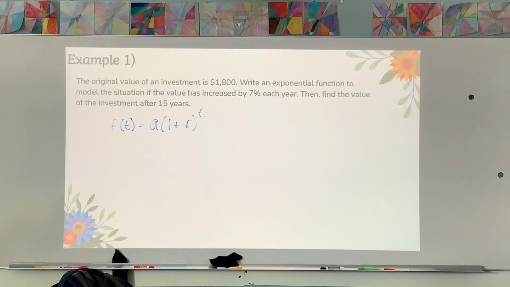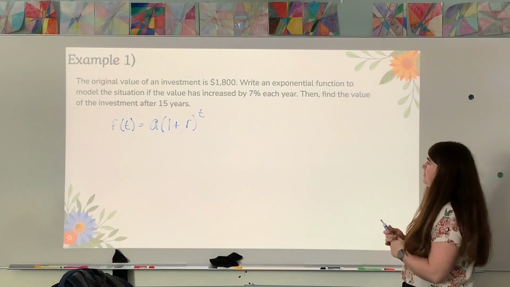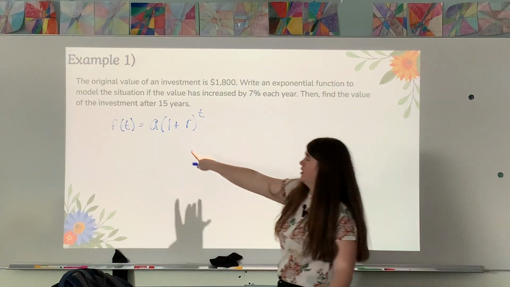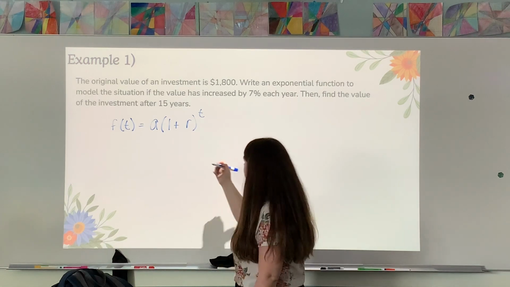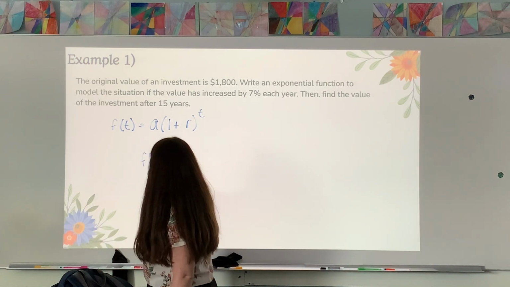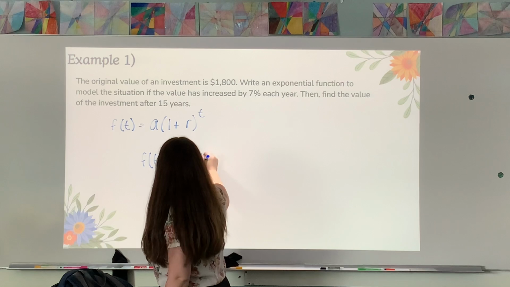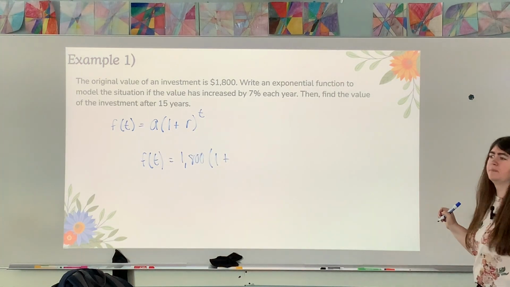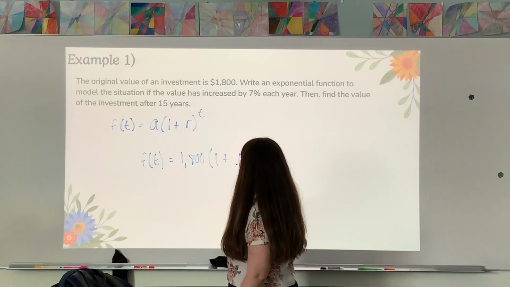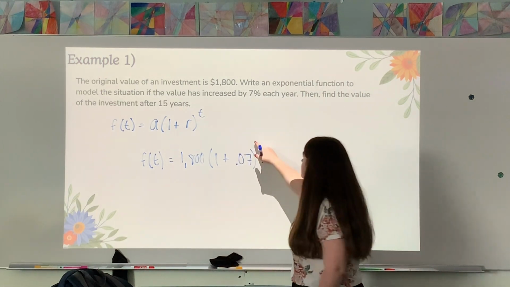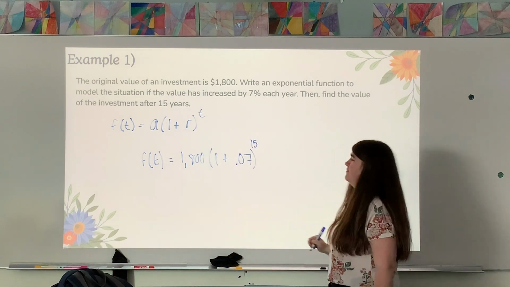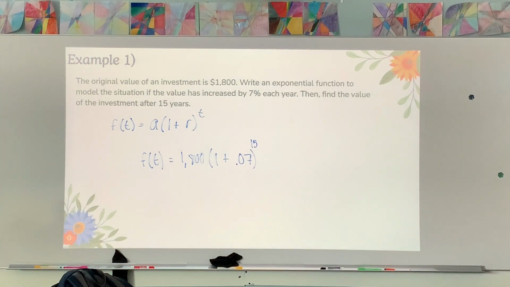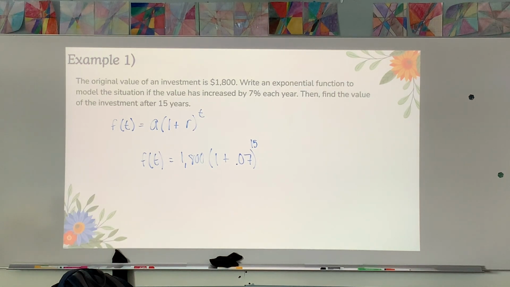Now we need to plug in our values. So we have f of t is equal to, what is the initial amount? 1,800. So we have f of t is equal to 1,800 times 1 plus, what is our rate? 7%, which is 0.07, to the power of 15, because we have 15 years. That is our format. Now we're going to find that value, so we're going to calculate that out.